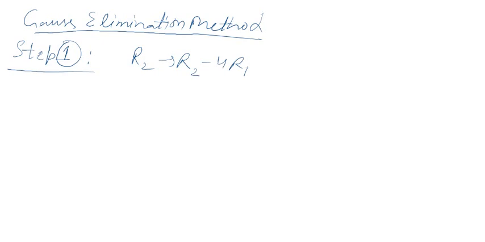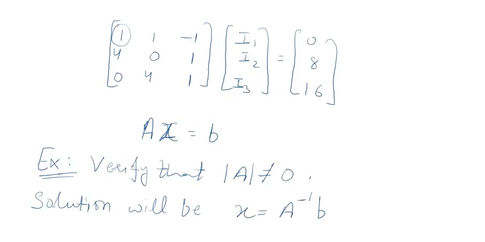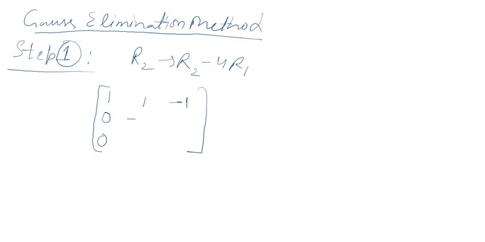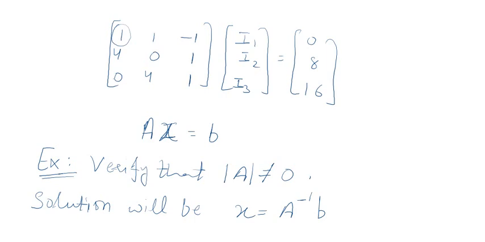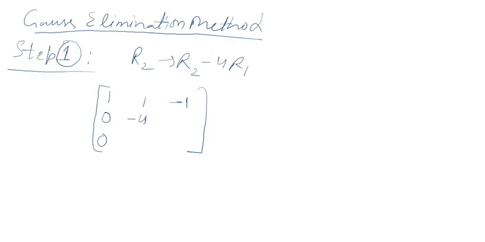Once you do that, what will be the transformed equations now? 1, 1, minus 1. Obviously, zeros are created. We are purposefully creating zeros. So here zeros are created but not computed. The next entry is 0 minus 4, and 1 minus minus, plus, 1 plus 4 is 5.